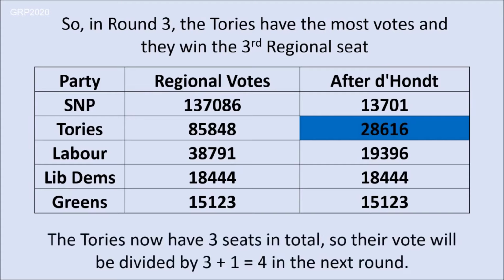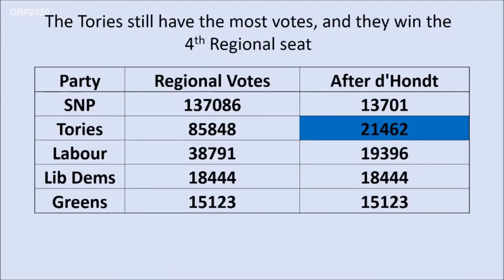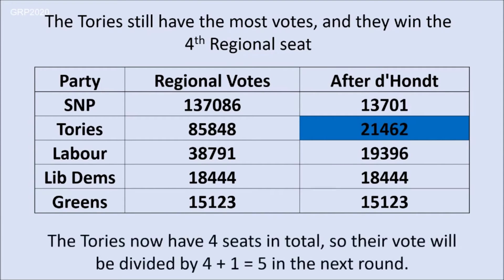The Tories now have 3 seats in total, so their vote will be divided by 4, that's 3 plus 1, in the next round. In round 4, the Tories still have the most votes, and so they will also win the 4th regional seat. The Tories now have 4 seats in total, so their vote will be divided by 4 plus 1, making 5 in the next round.